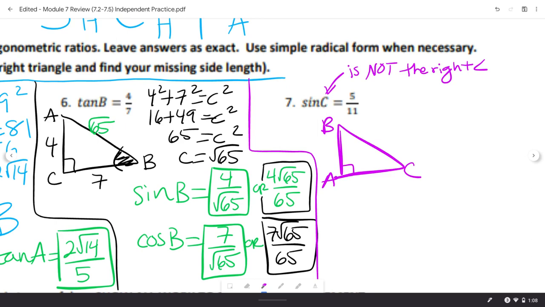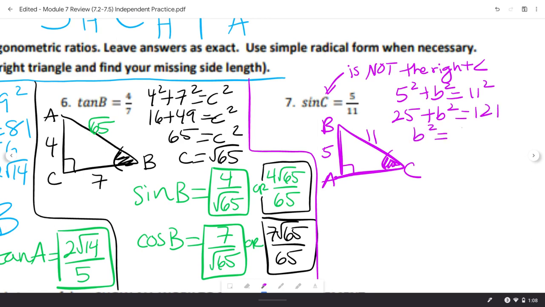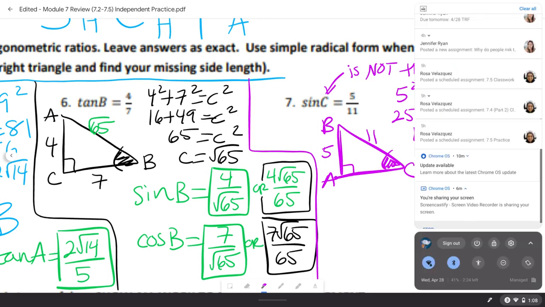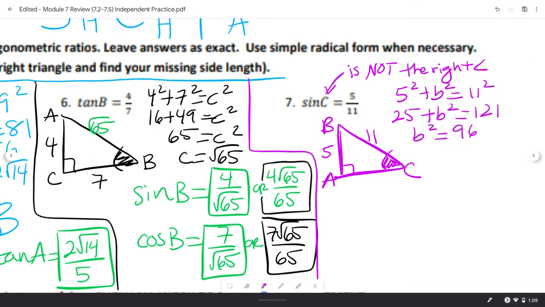So I've got C is over here, and I've got the sine, so that's the opposite over the hypotenuse, and I've got to figure out the other side of this. So 5 squared plus B squared equals 11 squared. 25 plus B squared equals 121. If I subtract 25 from both sides, I get 96. And if I do a factor tree for 96, I get 12 and 8 is a possibility. And 4 times 3, 4 times 2.